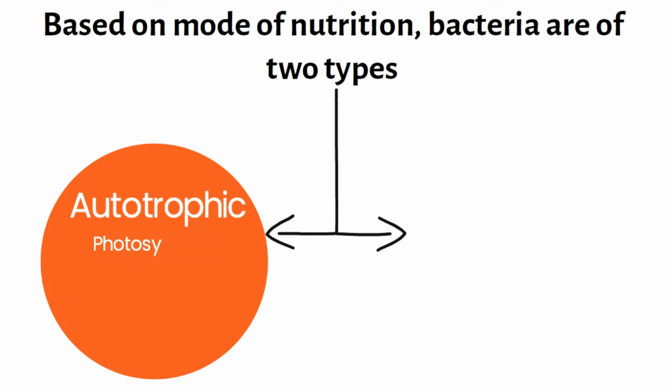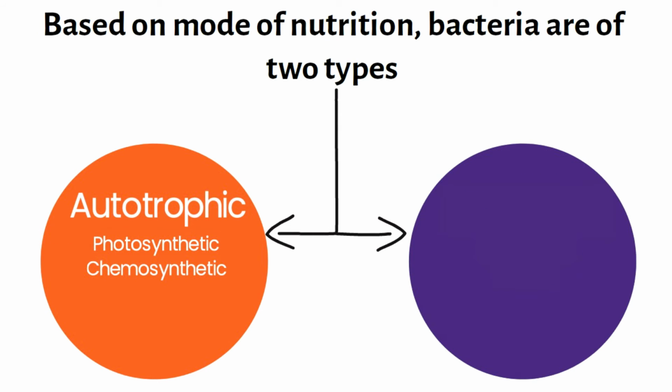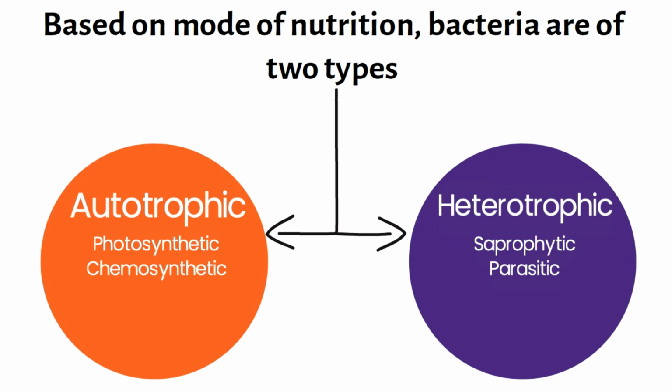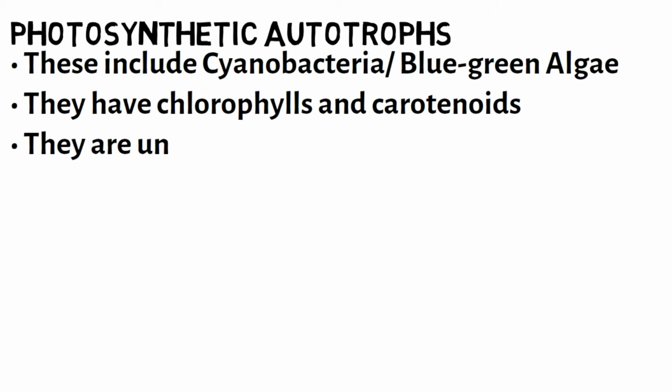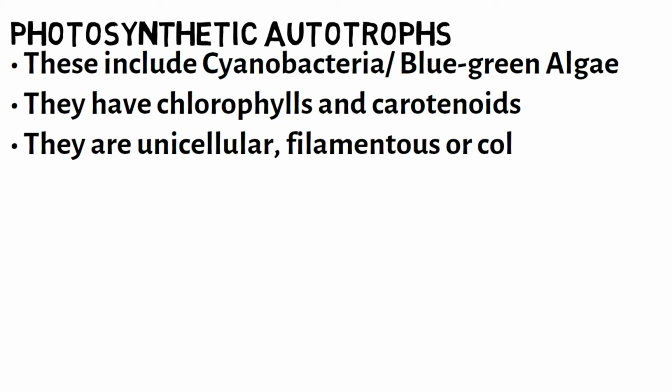1. Autotrophic: photosynthetic, chemosynthetic. 2. Heterotrophic: saprophytic, parasitic. 1. Photosynthetic autotrophs. These include cyanobacteria/blue-green algae. They have chlorophylls and carotenoids.